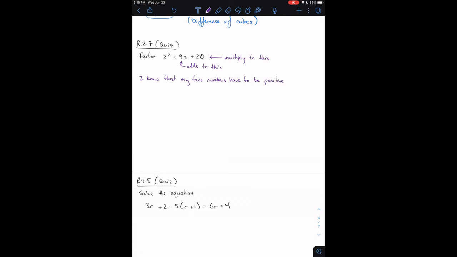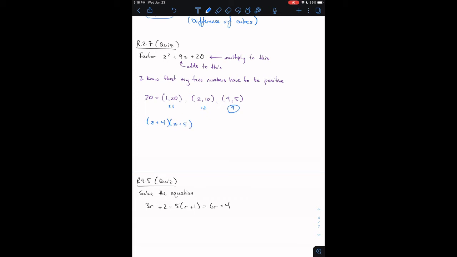So now I think, what multiplies together to give me 20? So 20, I can do 1 and 20. I could do 2 and 10. And I could do 4 and 5. So this adds up to 21, this adds up to 12, and this adds up to 9. So this is the one that I want. So what this means is that I can write this as z plus 4 times z plus 5.